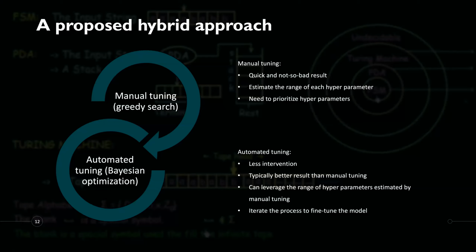So again, I would propose to use manual tuning to tune each individual parameter, and then use Bayesian optimization to further fine-tune the model. And of course, we can iterate the process. If after the Bayesian optimization we still have some doubts, we can go back and manually tune it and iterate the process, until we get the best set of hyperparameters.